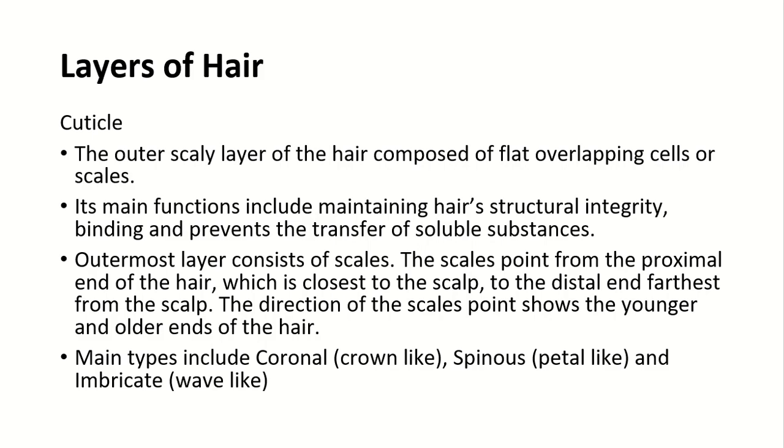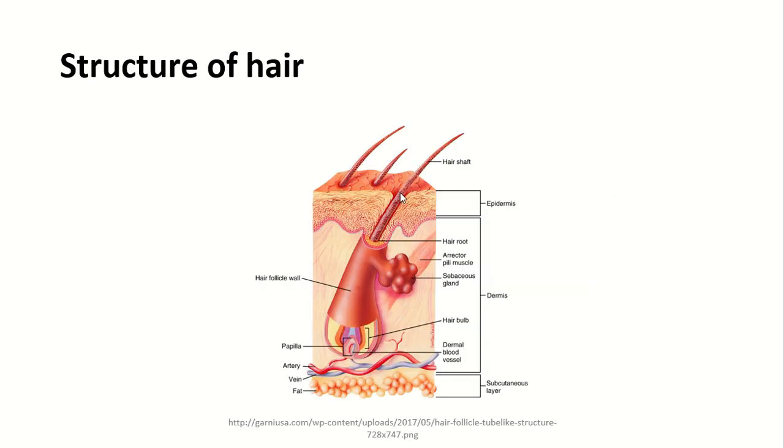Starting with the outermost layer of hair, that is the cuticle, its main function is to maintain the hair's structural integrity, binding, and prevent the transfer of soluble substances. This layer consists of scales. The scale starts from the end attached to the skin and runs to the other end.